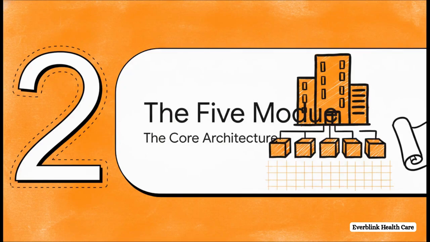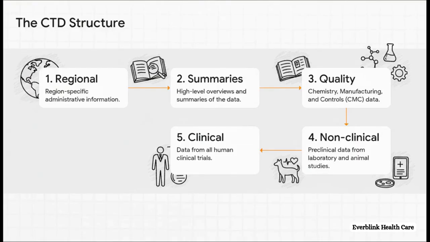So, what does this blueprint actually look like? How is it structured? Well, the entire CTD is built around 5 distinct sections, or modules. And to really get it, let's stick with our architecture metaphor. Think of these modules as the 5 floors of a building, where each floor has a very, very specific purpose. And here they are, our 5 floors.